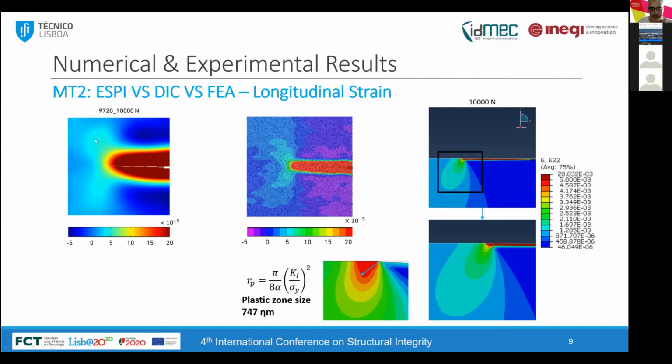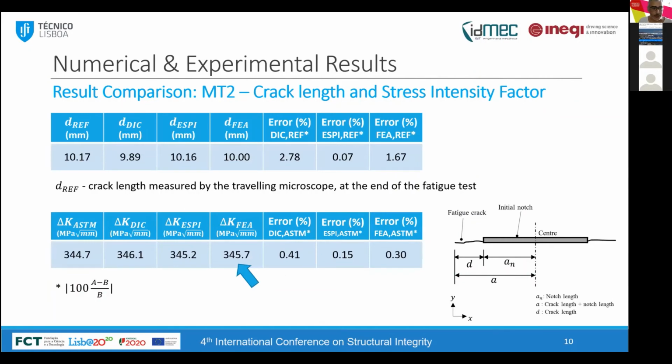The plastic zone for the MT2 specimen, the plastic zone size is about 747 nanometers, and we have also used this size and dimension to validate the model. Regarding the stress intensity factor, as we can see, and compare with the ASTM standard value, we are getting a good correspondence between the numerical, the experimental results, and of course, the standard value, which is about 345 megapascal square millimeters. So we are obtaining good correspondence and agreement between all the solutions.